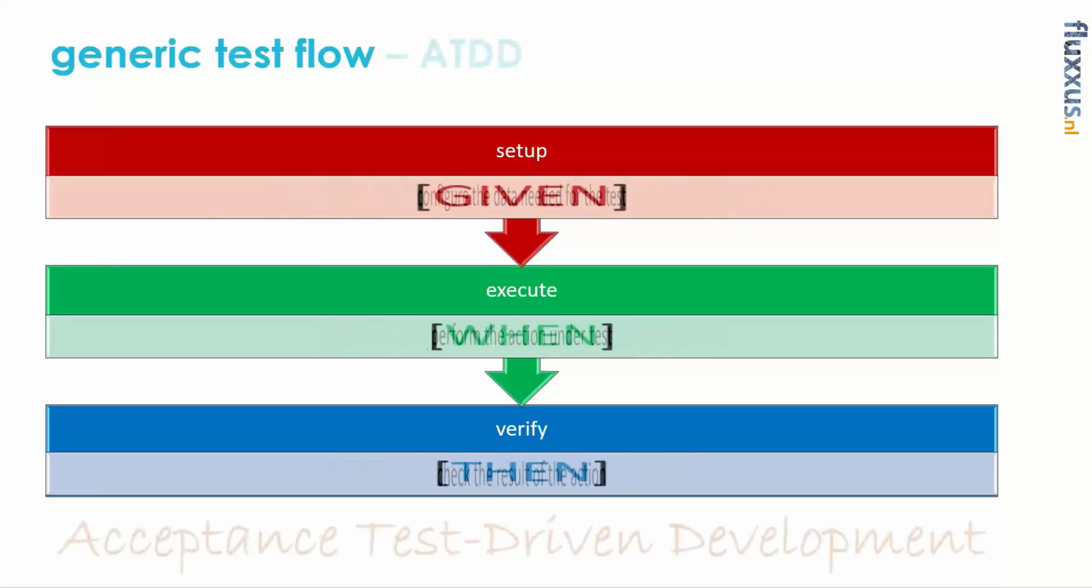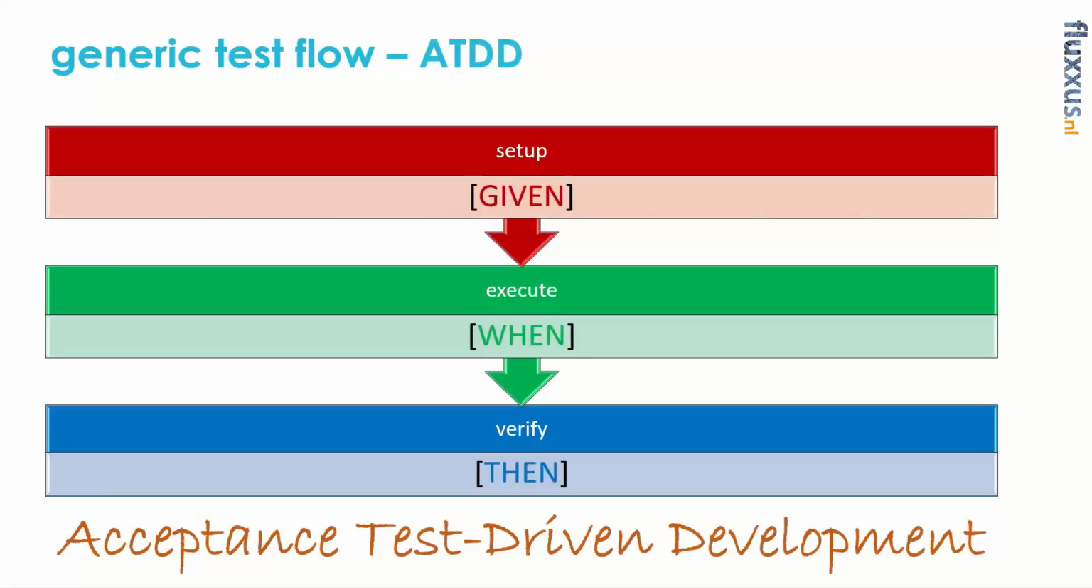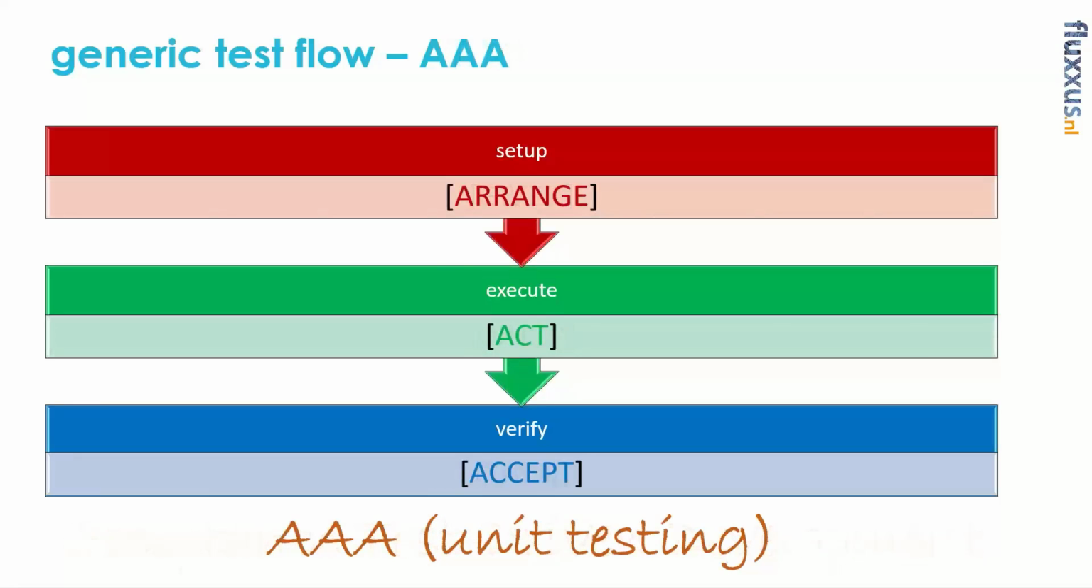You might know that I've been advocating this pattern, what is called acceptance test driven development, where the setup call is called a given, the execution part is called a when, and the verification part is called then. Multiple givens possible, multiple thens possible, and preferably in one test you only have one action that you're going to verify.